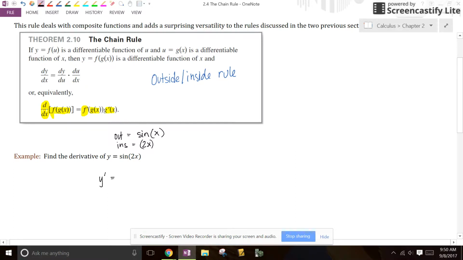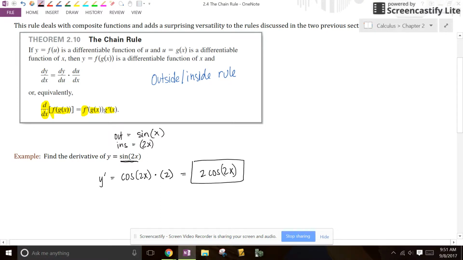The derivative of this function: you take the derivative of the outside and leave the inside alone. So take the derivative of sine, but leave the 2x alone. What is the derivative of sine? It's cosine. So we're going to do cosine of 2x. But then we have to multiply it, because the chain rule says we multiply by the derivative of the inside function. What is the derivative of the inside function? It's just 2. So you multiply those two things together and you get 2 cosine 2x. And there is your derivative.